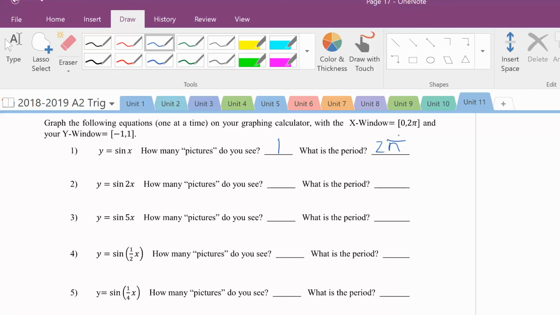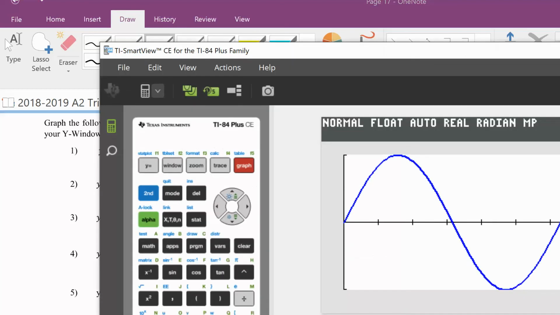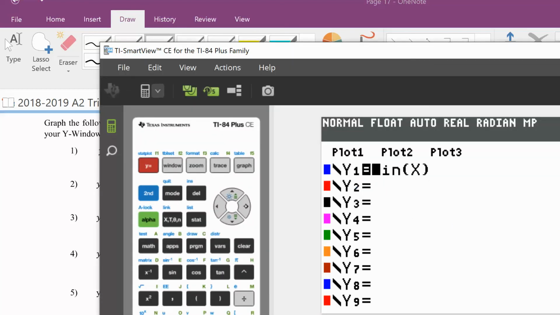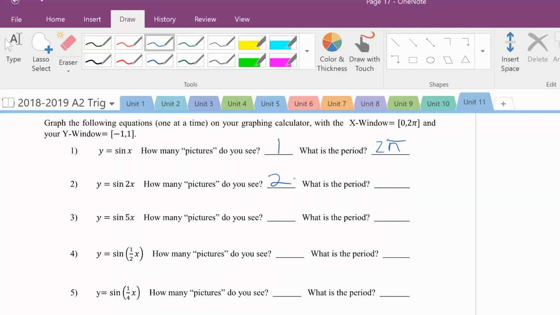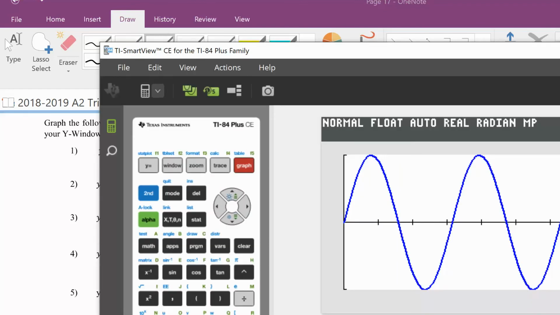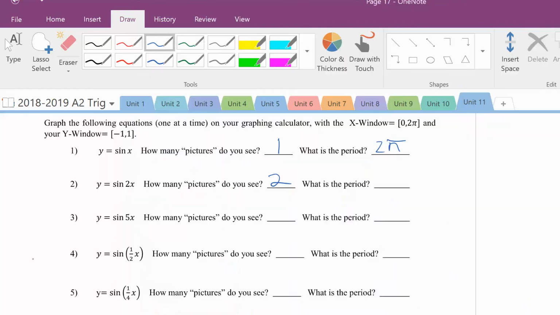So now we're going to change it to 2x. You go here, and all you want to do is change it to 2x and graph it. Notice now you see 2 revolutions, or 2 periods, 2 cycles. So the period where it repeats itself, if you notice, is now right here in the middle, which is pi.